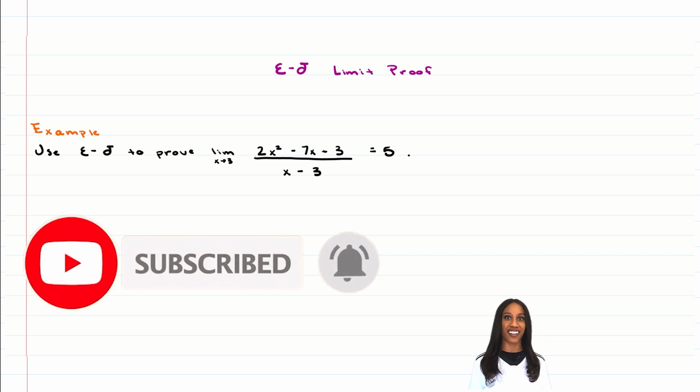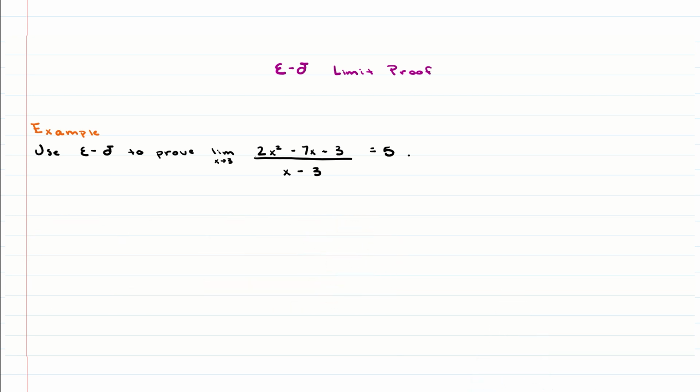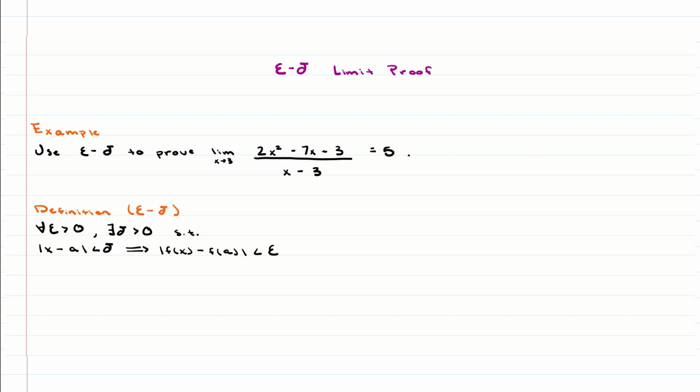All right, now let's take a look at this example. Our example says use epsilon-delta to prove that the limit as x approaches 3 of (2x² − 7x + 3)/(x − 3) equals 5. The first thing we'll do is go over the epsilon-delta definition. It says for all epsilon greater than 0, there exists a delta greater than 0 such that if the absolute value of x minus a is less than delta, then the absolute value of f(x) minus f(a) is less than epsilon.